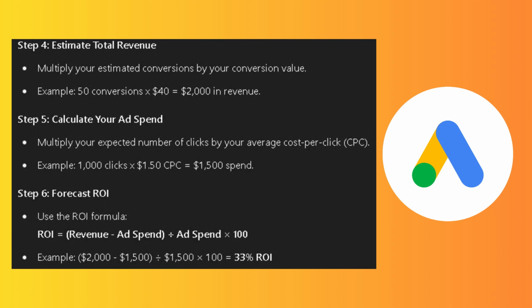Forecast ROI. Use the ROI formula. ROI is equal to revenue minus ad spend, divided by ad spend, times 100. For example, $2,000 take away $1,500, divided by $1,500, times 100 is equal to 33% ROI.